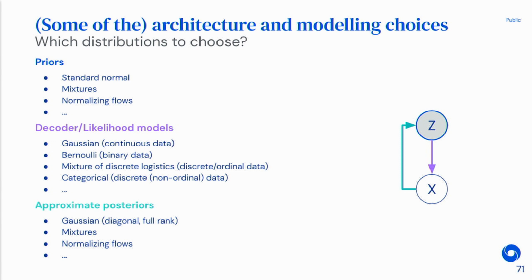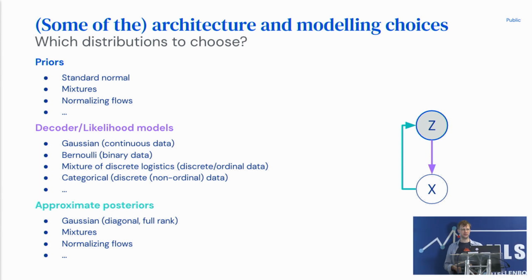Then let's have a quick look at some of the architecture and modeling choices. So we already talked about the prior and the decoder. And then similarly, for the approximate posterior, you can use a Gaussian, which I've been using, and it was only diagonal. You can use a full covariance Gaussian. You can again make it a mixture. You can use a normalizing flow, and I think that will be what Steve Cronin will talk about to you tomorrow and on Friday.